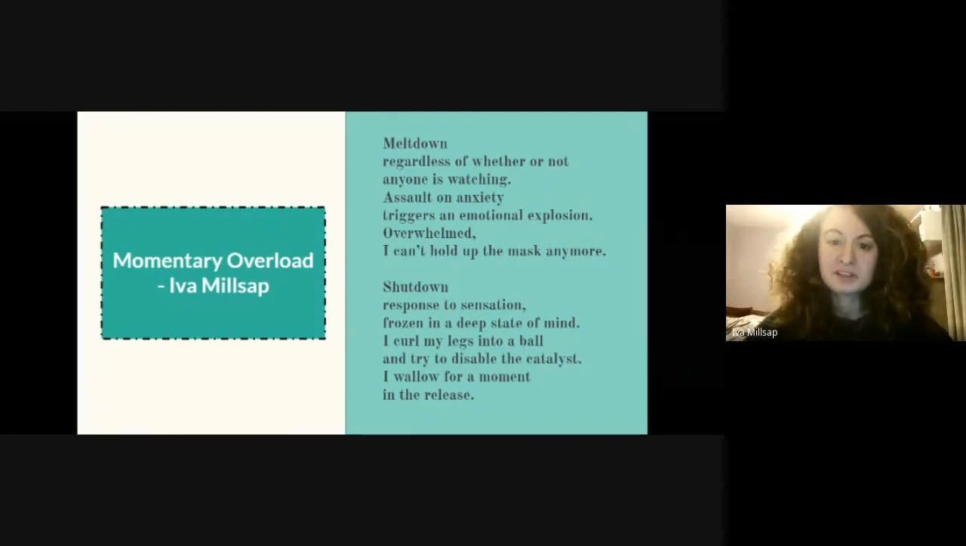Meltdown, regardless of whether or not anyone is watching. Assault on anxiety triggers an emotional explosion. Overwhelmed, I can't hold the mask anymore. Shut down, unresponsive to sensation, frozen in a deep state of mind. I curl my legs into a ball and try to disable the catalyst. I wallow for a moment in the release.